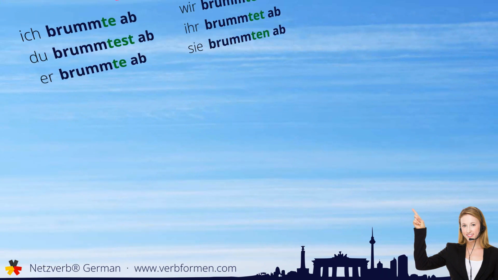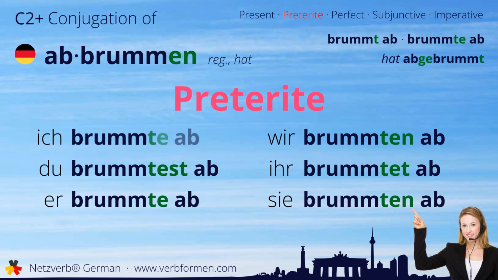Next up is the preterite. Ich brummte ab. Du brummtest ab. Er brummte ab. Wir brummten ab. Ihr brummtet ab. Sie brummten ab.